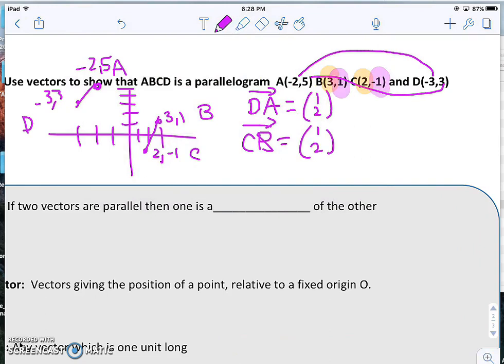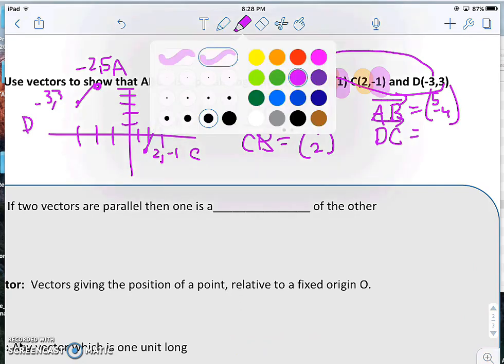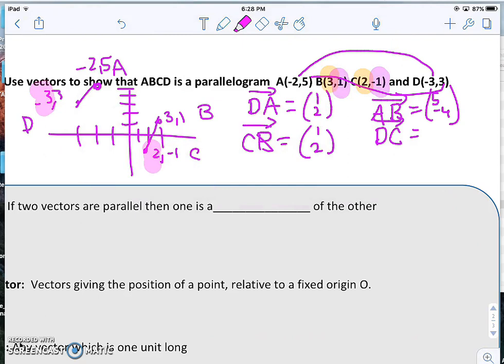So those are parallel, but then we'd also need to show that AB is parallel to DC. If we do that, A to B, -2 to 3, so we're going over 5, and 5 to 1, down 4. D to C, again, -3 to 2, that's over 5. And if we look at this other one, 3 to -1, down 4. So those are the same. So it is a parallelogram.